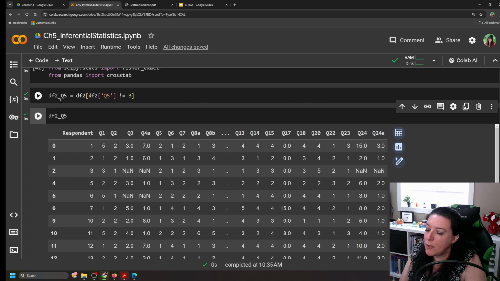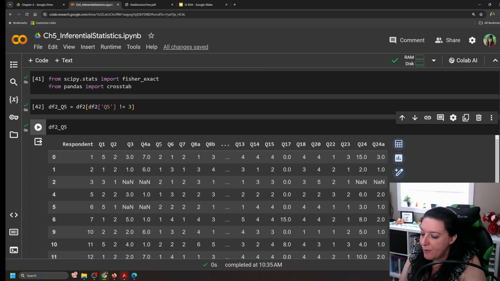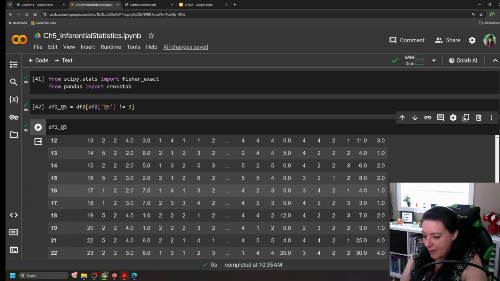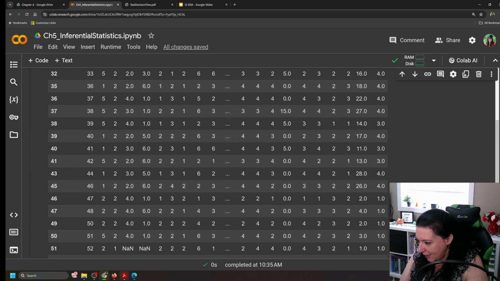The reason we're not pulling out just Q5 is because, remember, we want to look at Q5 broken down by the answer to Q2, part-time or full-time. So we want to maintain the integrity of the full data set. We simply want to remove from the data set any place where Q5 was equal to 3. So that's what we're doing right there. All right, so let me get past this giant table.